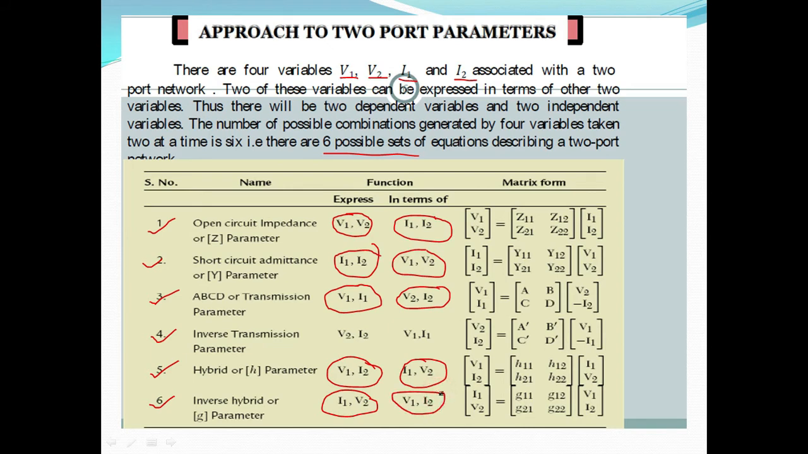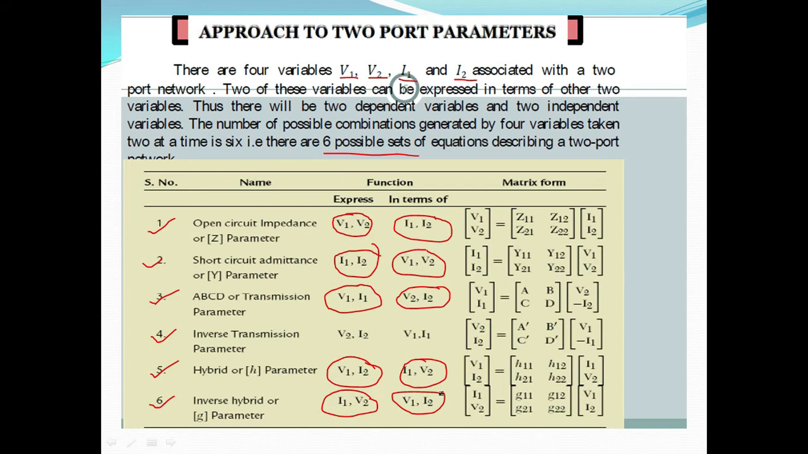My dear students, these are the approaches of the two-port parameters. Here you understand that in the two-port network there are four parameters: input voltage, input current, output voltage, and output current. In these four parameters we learn about the different two-port parameters. There is the Z parameter.